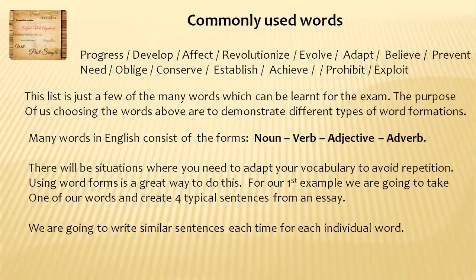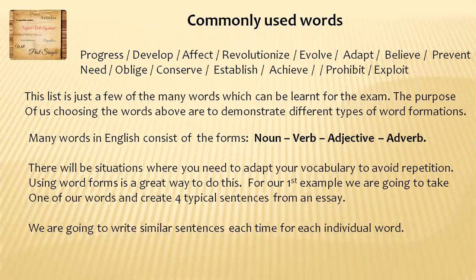Okay, so many words in English consist of various forms. Here are 4 of the main ones: noun, verb, adjective, and adverb. This is what we're talking about, word formation. There will be situations where you need to adapt your vocabulary to avoid repetition. Using word forms is a great way to do this.